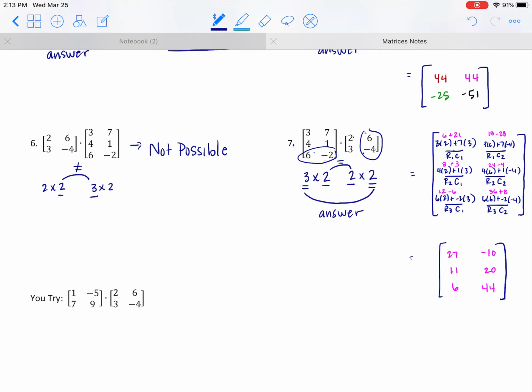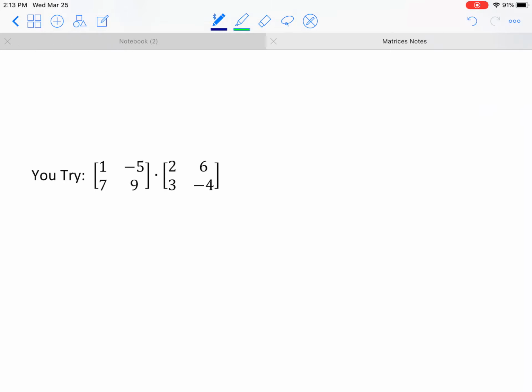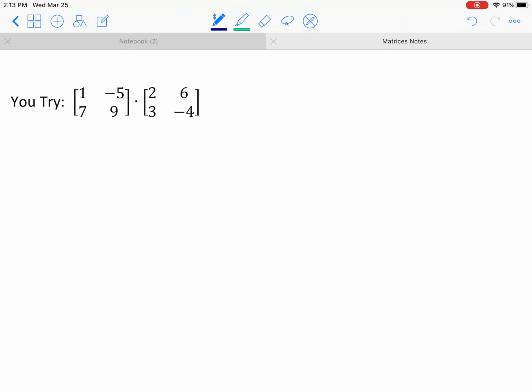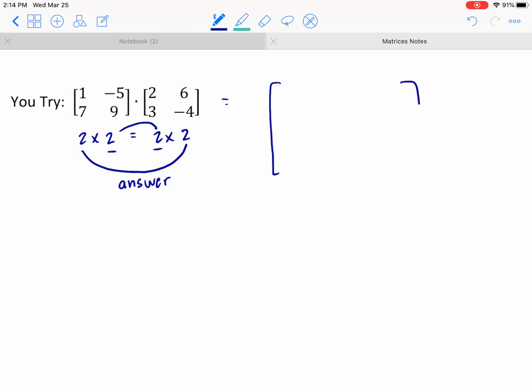So I've got one here for you to try. If you want to pause the video and give it a shot, not a bad idea. Otherwise, I'm going to work through it, and feel free to just work along with me as well. So this is clearly going to work. This is a 2 by 2 matrix, again a 2 by 2 matrix, and since these numbers are equal, then we'll be able to multiply, and our product is going to be shown by the number of rows and columns, so it's going to be a 2 by 2. So a 2 by 2 answer, 2 rows, 2 columns.